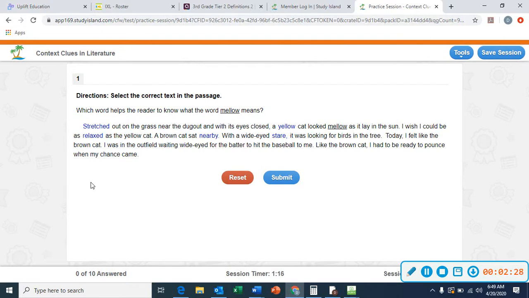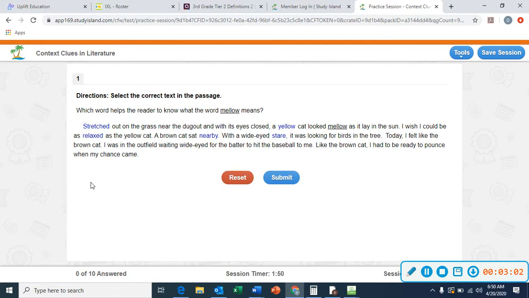Who? A cat. What? Laying in the sun. Okay, who? A yellow cat. What is the yellow cat doing? Laying in the sun. Think about you going out in the grass and laying in the sun. How do you feel? Well, this cat feels mellow.